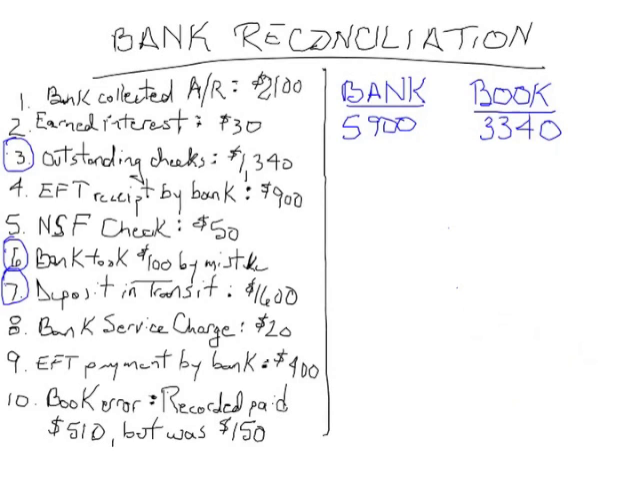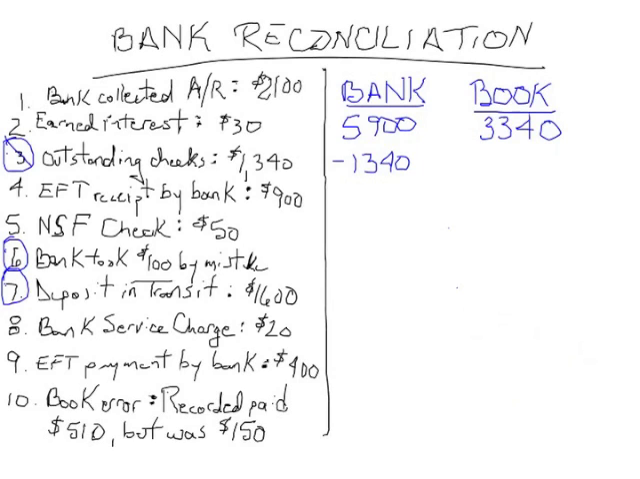Number 3, outstanding checks. Those are checks that we've written to pay our rent or something like that. We took it out of our cash balance, but the bank hasn't yet. So do we add it to the bank balance or subtract it? Those are checks we wrote. We're paying money out of our account. So the bank balance is too high. So we're going to subtract $1,340 right there. Okay, that one's done. So I'm going to put a little line through it.